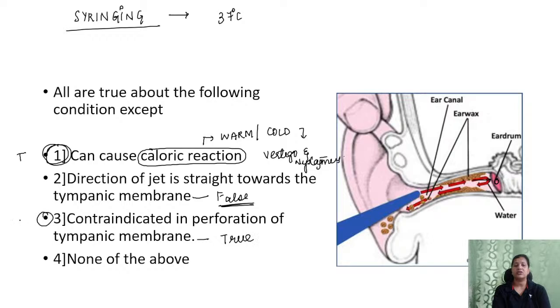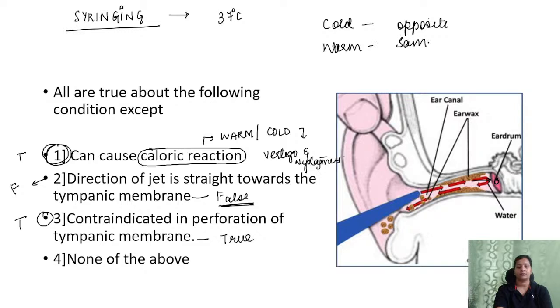So these two statements are true. The only statement that is false is direction of the jet is towards the tympanic membrane is false. So all are true except option number 2. Yes, very good, Abhinay and Aditya. COWS is the mnemonic. Whenever you do a caloric test, cold water will induce nystagmus towards the opposite side, whereas warm water will induce nystagmus towards the same side.